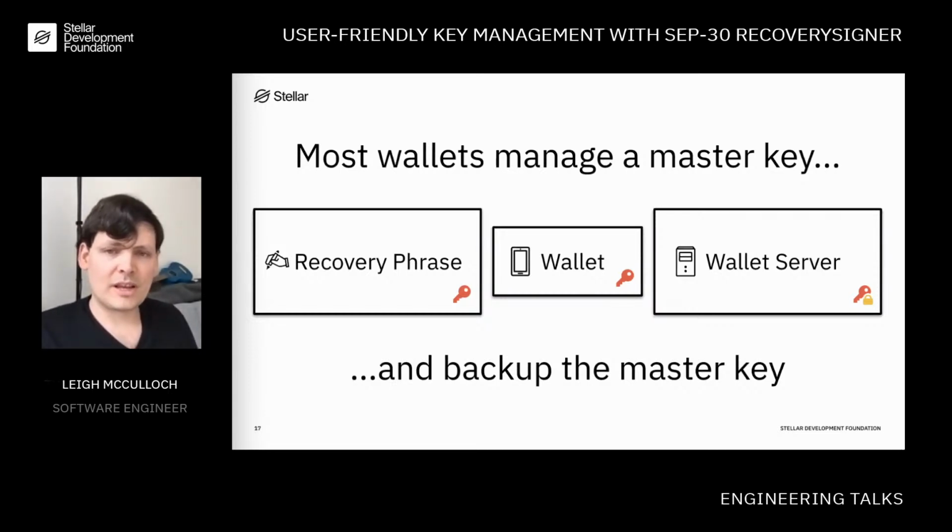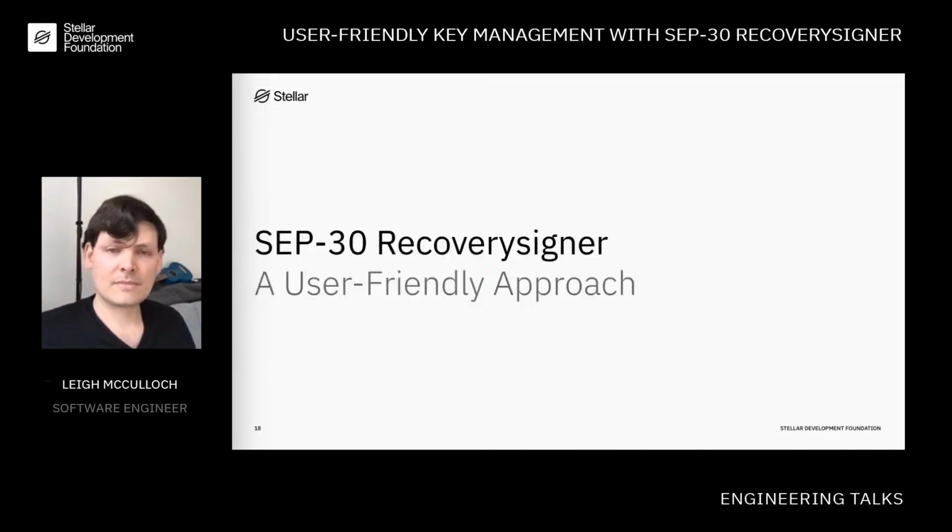So all wallets do key management, but most focus on managing one key, that master key, and backing up that master key. So let's talk about the approach that SEP-30 takes. SEP-30 Recoverysigner is a Stellar ecosystem proposal. That means it's a proposal that contains a new standard or a change to existing standards that is built on top of the Stellar network and for use in the Stellar ecosystem.